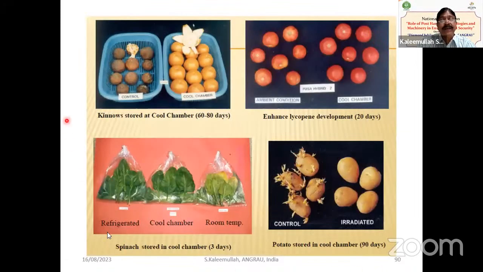And here you can see the different fruits and vegetables kept in all these. This is the room temperature. You can see this is spinach kept at room temperature, in the cool chamber, which I told about just now, and in the refrigerated condition. The one stored in the cool chamber and the refrigerated one both have good color and texture.